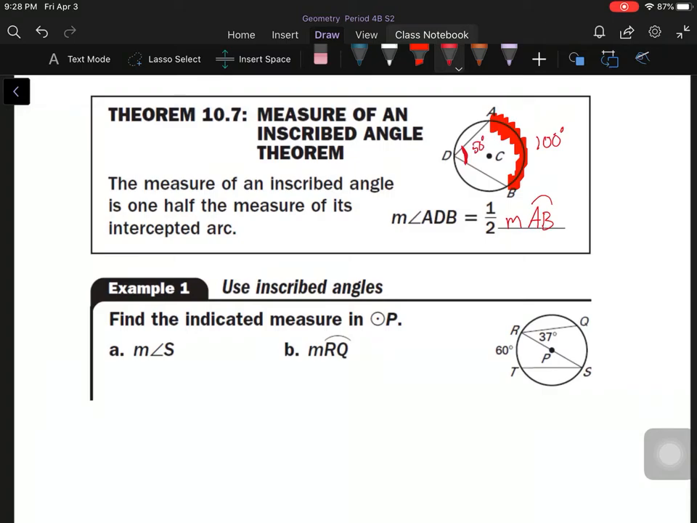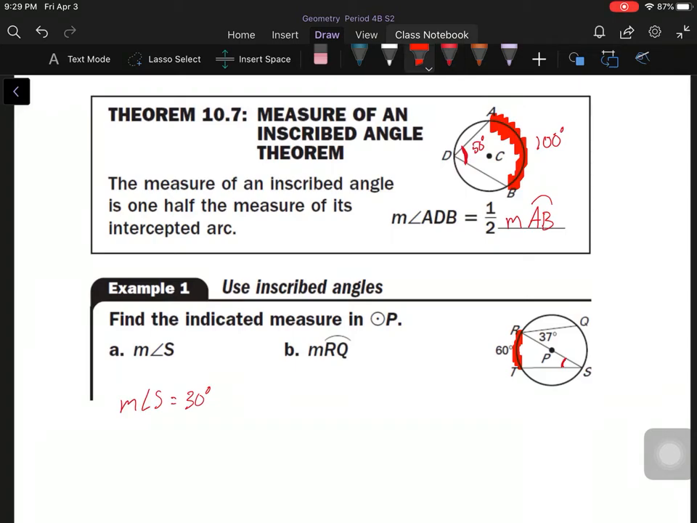Okay, so let's take a look. It says find the indicated measure in circle P. So example 1, part A is find the measure of angle S. So here's the angle we're looking at. That one's angle S. So if I highlight the arc, it is 60 degrees. So the measure of angle S would be 30 degrees.